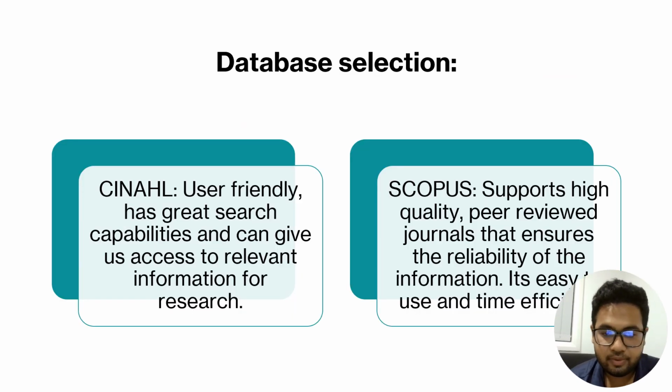Before everything, we have to fix some databases that we are going to use to search for those evidences. For me, I prefer CINAHL and Scopus. CINAHL is user-friendly, has great research capabilities, and can give us access to relevant information for research. Scopus supports high-quality peer-reviewed journals that ensure the reliability of the information. It's easy to use as well, and it's time efficient.